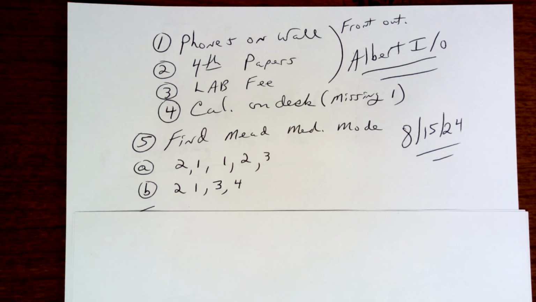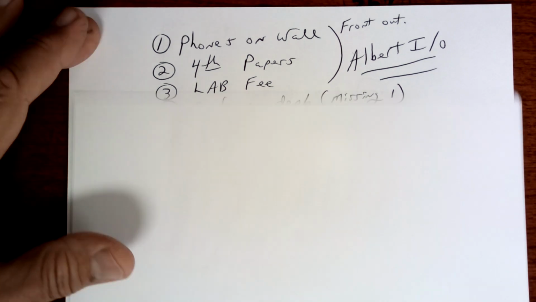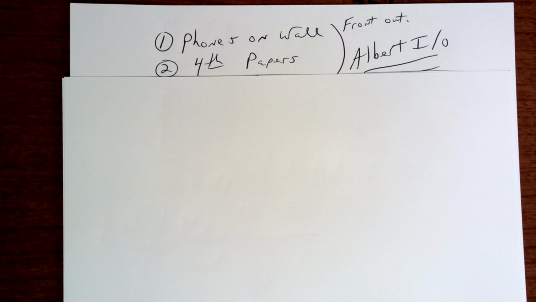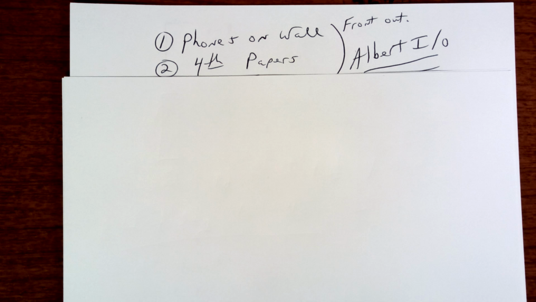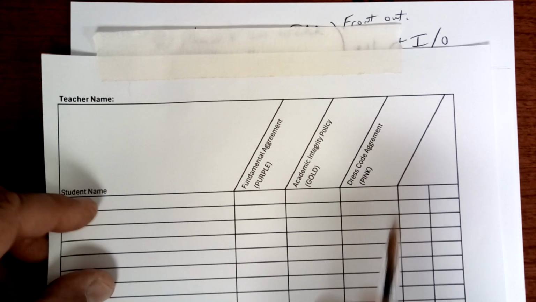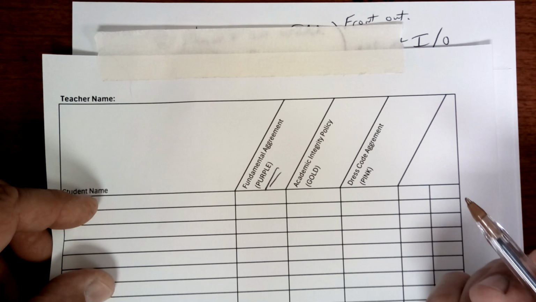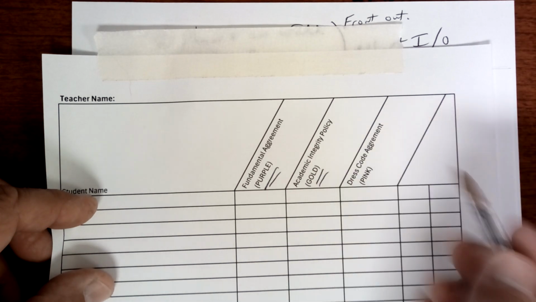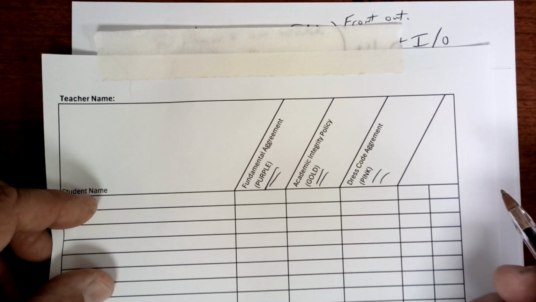Okay, so fourth period teacher are supposed to get your papers. I think you have till Friday. So make sure they're filled out. I think there were three things you needed. The fundamental agreement, purple sheet, a gold sheet, and a pink sheet. And again, that's your fourth period teacher.